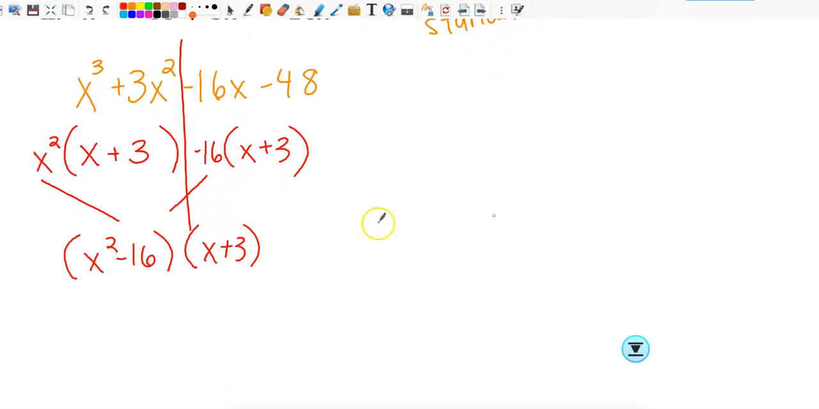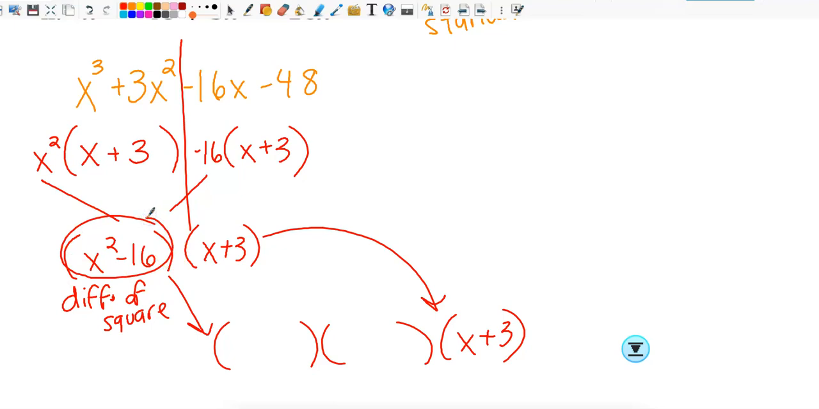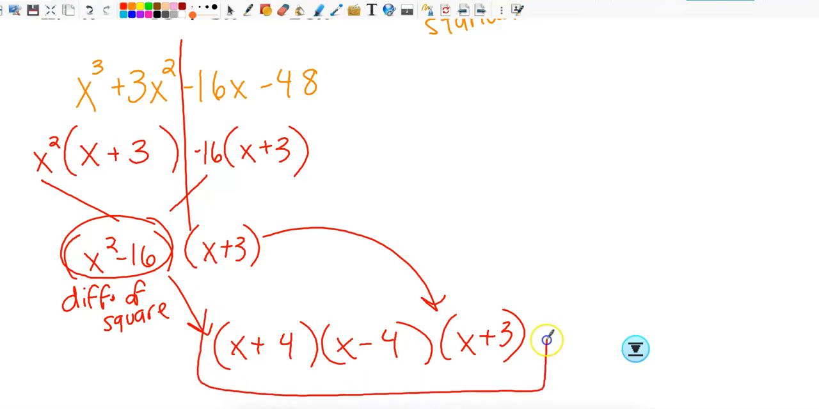Now, let's see if I can expand anything. This x squared minus 16, again, is a difference of squares. Let me abbreviate. Difference of squares. So I can expand this parenthesis into 2. And then go ahead and drop down this last parenthesis. So if I expand this problem, I'm going to have an x in each one. 1 plus 1 minus. And then the square root of a 16 is a 4 and a 4. So now I have factored it completely.